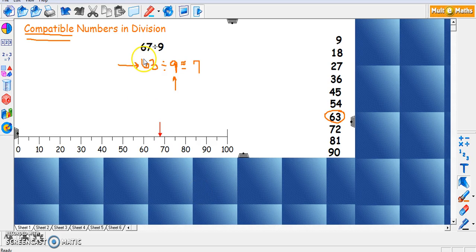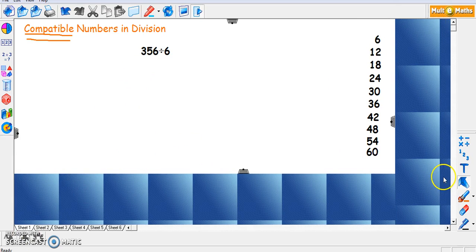So I gave you a 2-digit dividend. We're going to look at a 3-digit dividend. Okay, so here we have the number 356, a 3-digit dividend divided by the divisor 6. And again, I can't really do a 3-digit by 1-digit in my head. In this case, I could use a number line and say that 356 rounds to about 350 divided by 6, but I still can't divide that in my head.